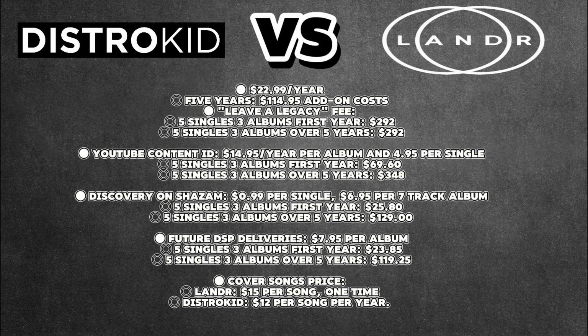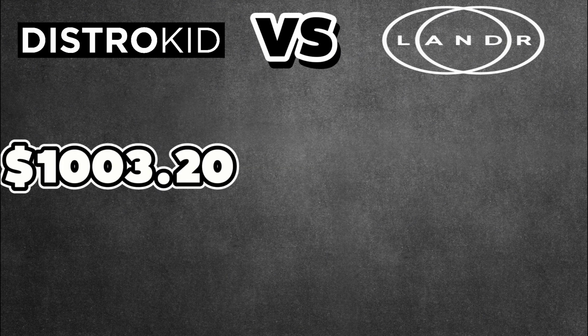So for the 5 years, all of this brings the max total for distributing with Distrokid for the 5 years to $1,003.20. And let's say you were to add cover songs to this. It can get very scary very fast.